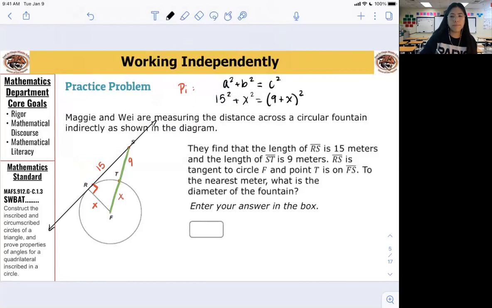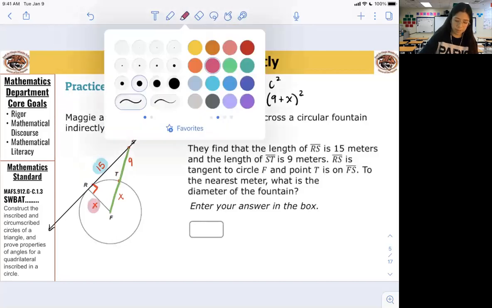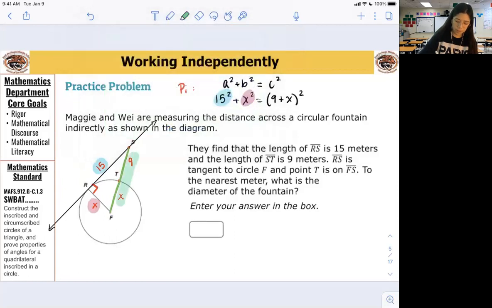With me so far? Yeah, maybe. Think about it. So 15 squared, that's this 15 right here. X squared is this x right here. And then 9 plus x is the combination of those two parts of the hypotenuse. Okay, yeah?